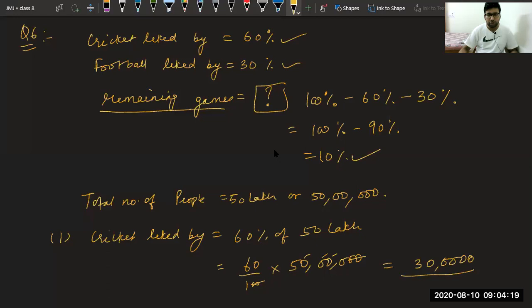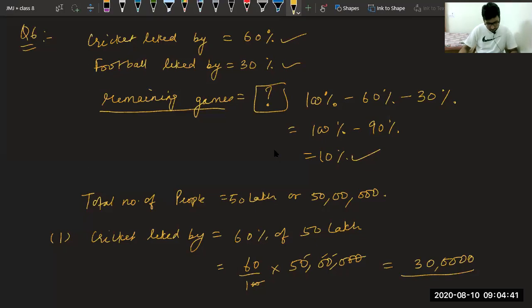60% of 50 lakhs. 100,000 is 1 lakh, 10 lakh, 50 lakh is correct. Other games minus 5 lakh. 6 zeros will come, na? 1 2 3 4. In my case only 5 are coming. Please check where is the mistake.